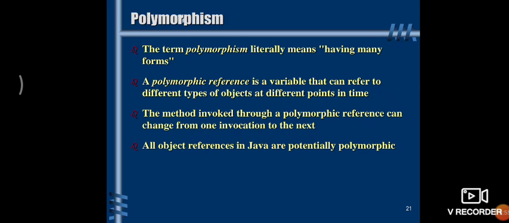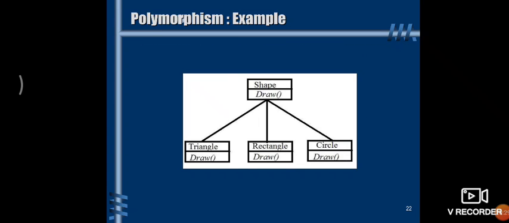A polymorphic reference is a variable that can refer to different types of objects at different points in time. Polymorphism here means that it can refer to different types of objects. What different types of objects are we declaring in that particular class? The method invoked through a polymorphic reference can change from one invocation to the next. All object references in Java are potentially polymorphic. We use the concept of polymorphism the most in Java programming.